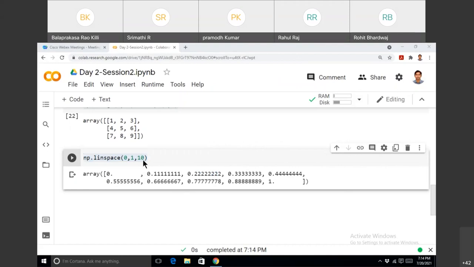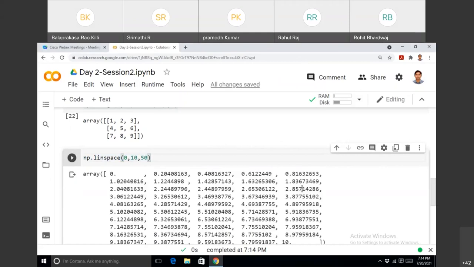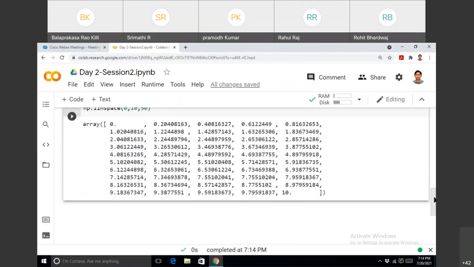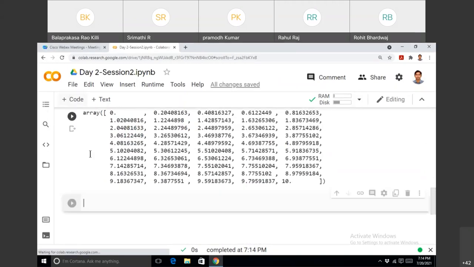So similarly, if you change here, 0 to 10, and if I want to generate 50 points, still it will generate them evenly. You see, all these points were generated. Can you see? So you can change these values and play with them. Now, these are evenly spaced numbers.